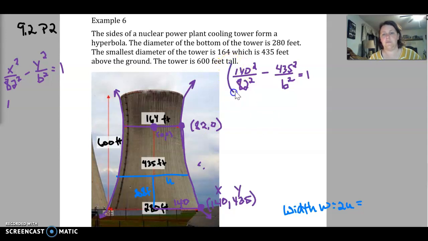Okay, so multiply everything by our least common denominator, which is 82 squared b squared. Okay, now on our first term, the 82 squareds are going to cancel, and we'll be left with, oh, that's worse. So I'm trying to get my pen to work better.